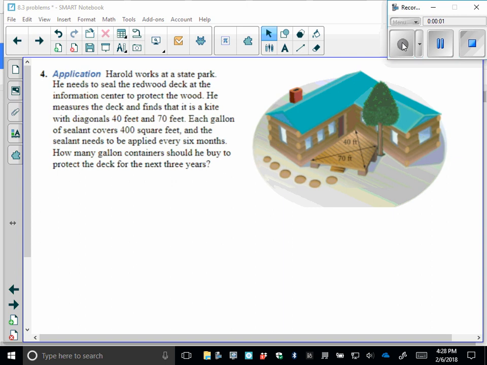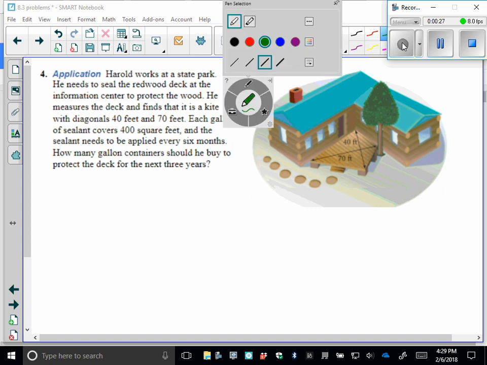This is one of the dimensional analysis problems. I'm going to just do some guided reading. Harold works at a state park. He needs to seal the redwood deck at the information center to protect the wood. He measured his deck. He finds that it is a kite with diagonals.